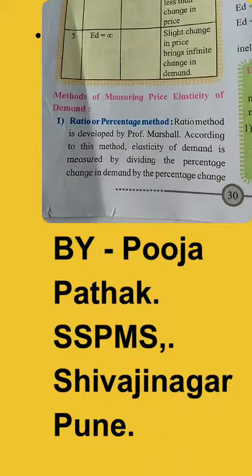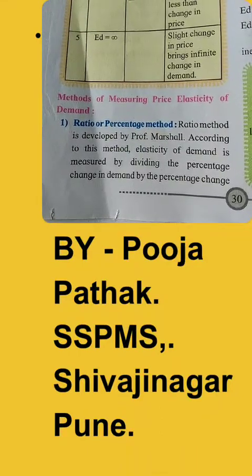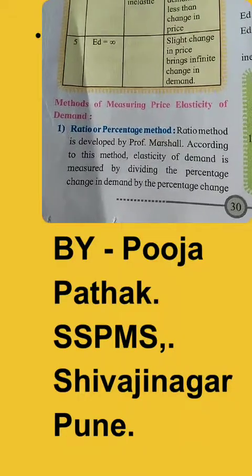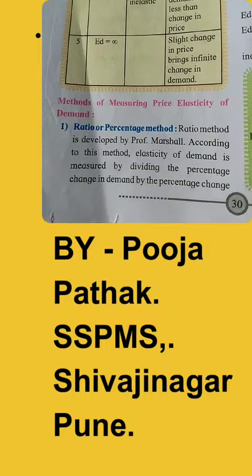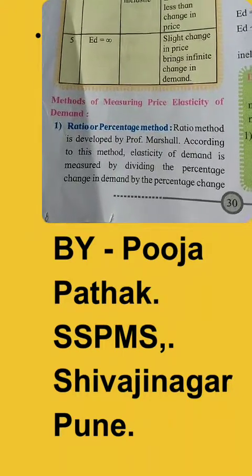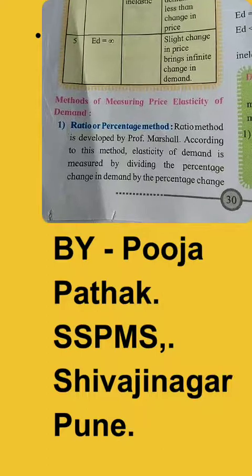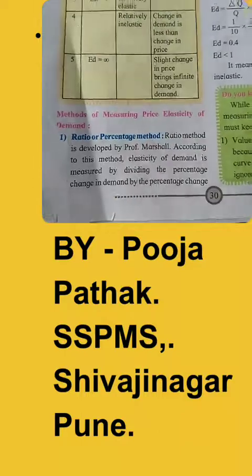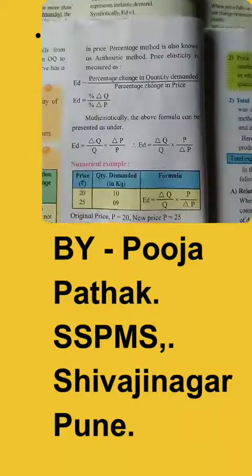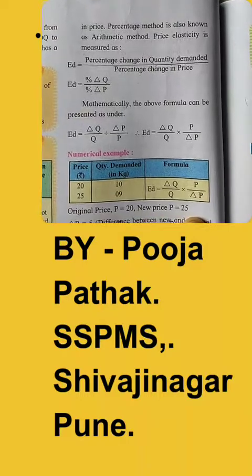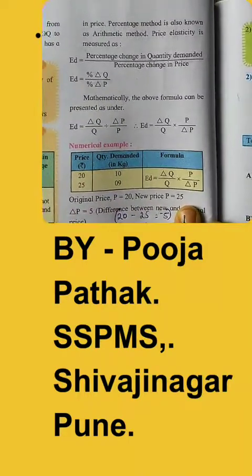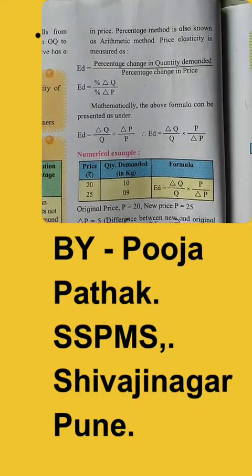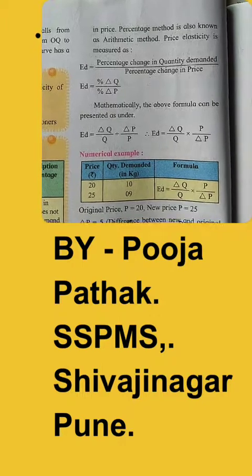According to this method, elasticity of demand is measured with the help of a formula, the same formula which we have used to calculate the price elasticity of demand. That is, elasticity of demand is measured by dividing the percentage change in quantity demanded by the percentage change in price. So the formula is ED is equal to percentage change in quantity demanded divided by percentage change in price. Symbolically, ED is equal to percentage delta Q divided by percentage delta P.